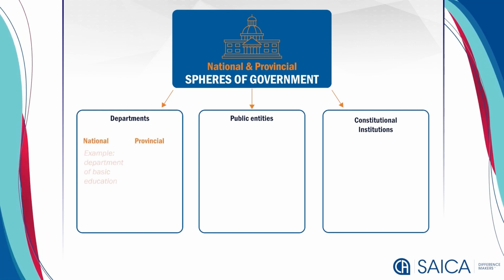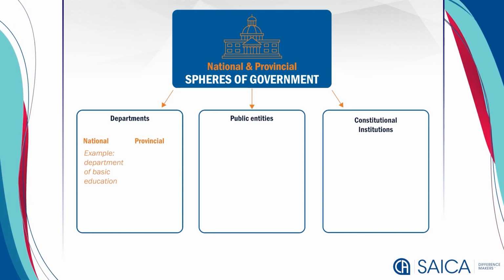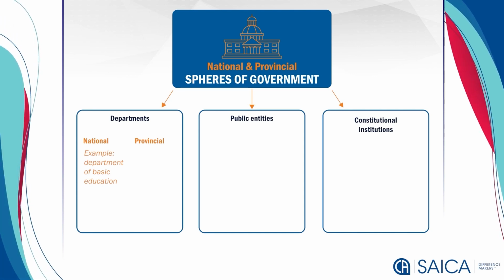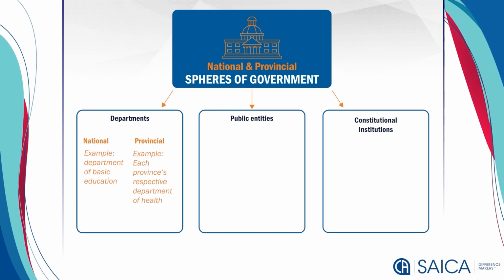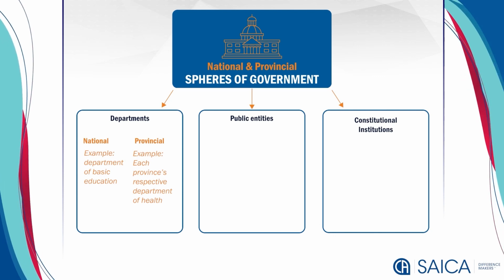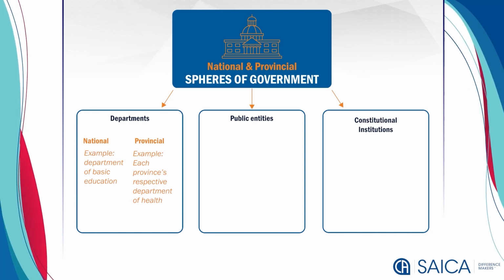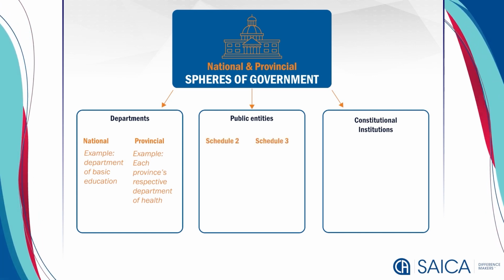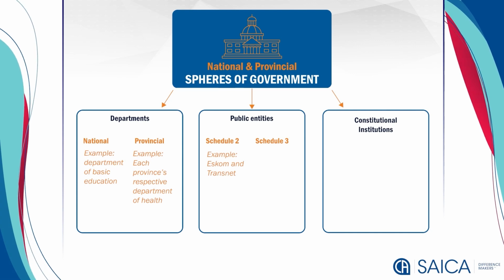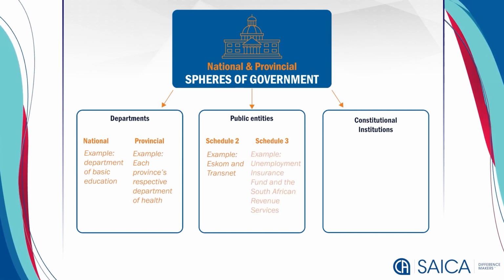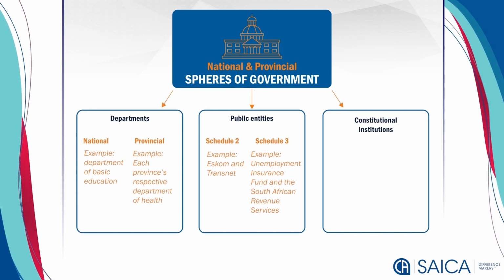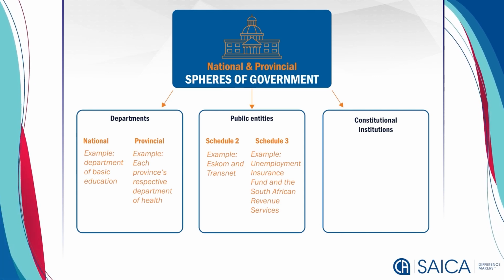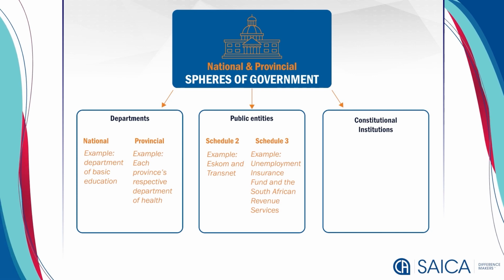An example of a national department would be the Department of Basic Education. An example of a provincial department would be each province's respective Department of Health. Public entities are listed in either Schedule 2 or 3 of this Act. Examples of Schedule 2 public entities are Eskom and Transnet. Examples of Schedule 3 public entities are the Unemployment Insurance Fund and the South African Revenue Services.